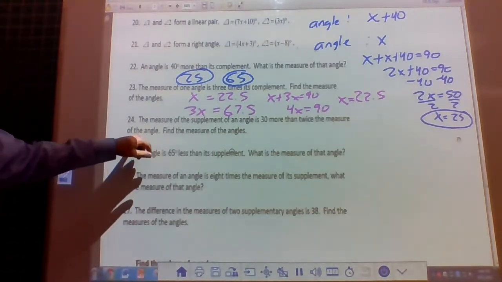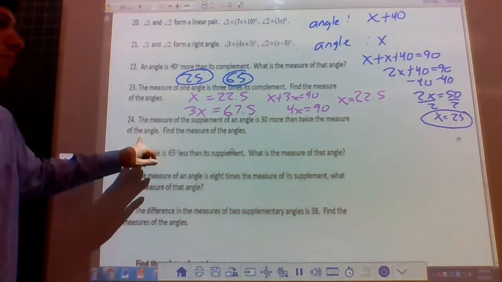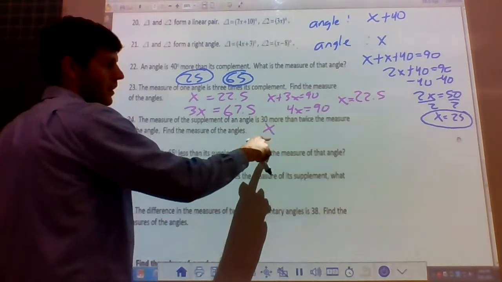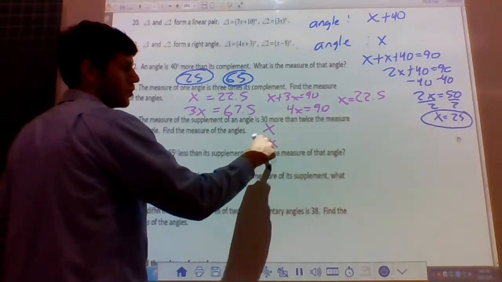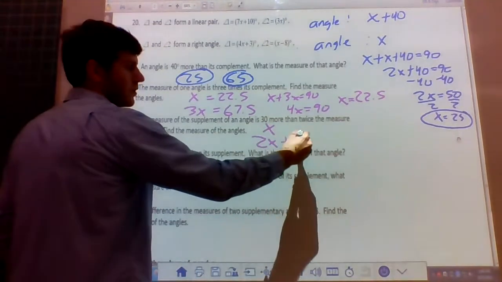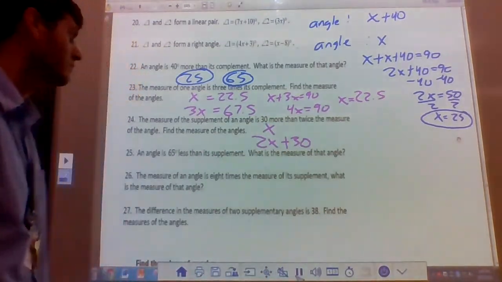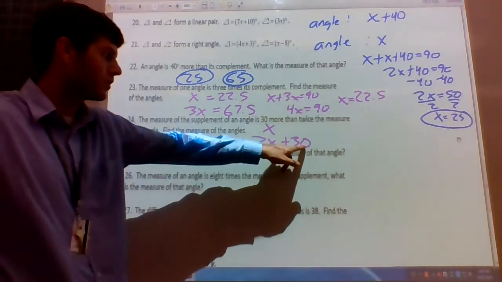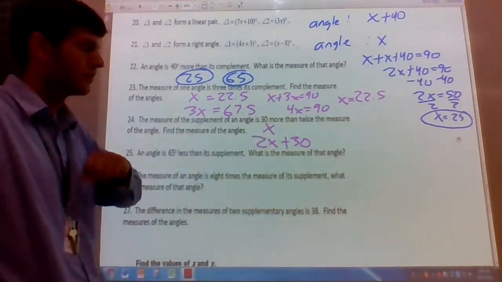Okay. The measure of the supplement of an angle is 30 more than twice the measure of the angle. So again, we're going to have x, and then we have 30 more than twice. So twice the angle, 30 more than twice the measure of the angle.